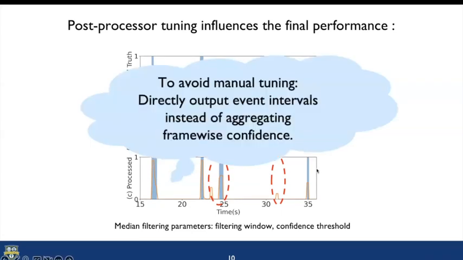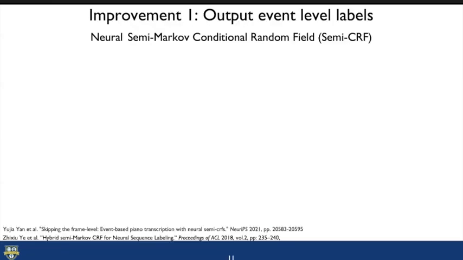So here's a question. Can we avoid the manual tuning and directly output the event intervals instead of aggregating the frame-wise confidence with some post-processing steps? Here, we borrowed the idea from a method in the sequence tagging problem in natural language processing called semi-Markov conditional random field. In such systems, the outputs are directly the segmentation of a sentence instead of the labels word by word. In the following, we will show how we apply this method to filler word detection.